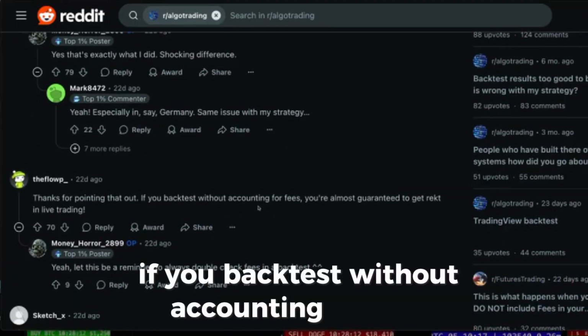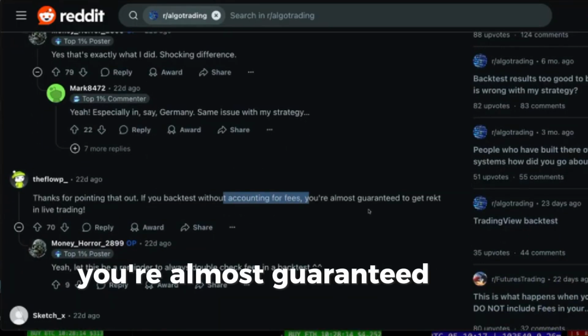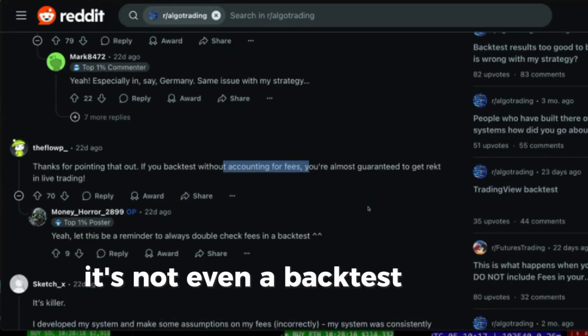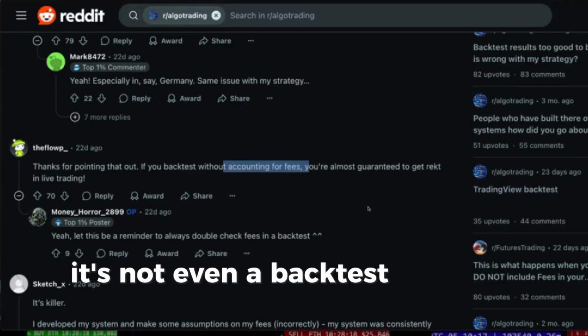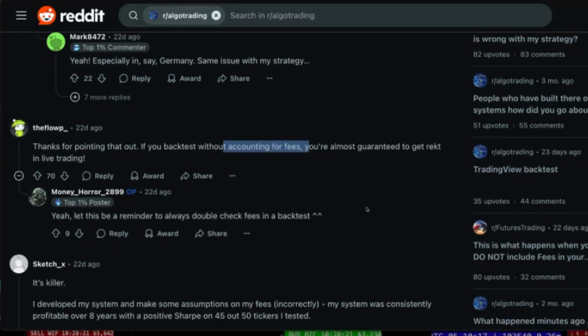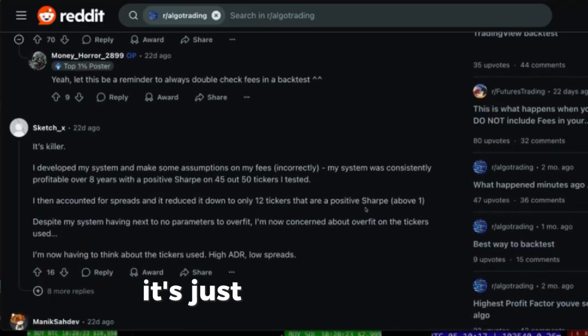If you backtest without accounting for fees, you're almost guaranteed to get wrecked in live trading. It's not even a backtest. I would argue it's not even a backtest if you don't use fees. It's just a waste of time.